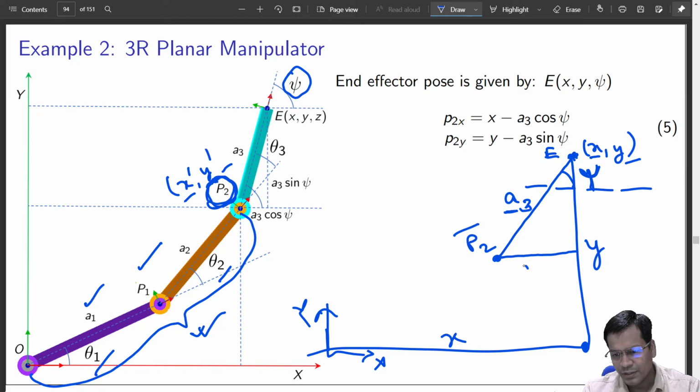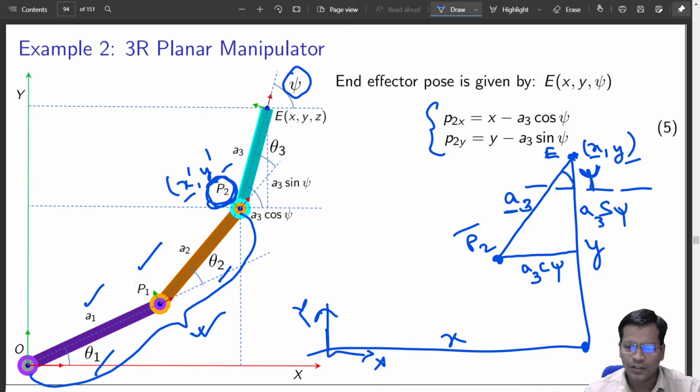This distance is A3 cos of psi, is it not? And how much is this? This is A3 sine of psi. So this P2 will be this, is it not? So P2 is now easily obtained as, I have named it as P2 x coordinate. It is actually equal to given x minus A3 cos psi. Similarly, P2 y coordinate will be y minus A3 sin psi. Clear? So now you know P2 x and y coordinate.